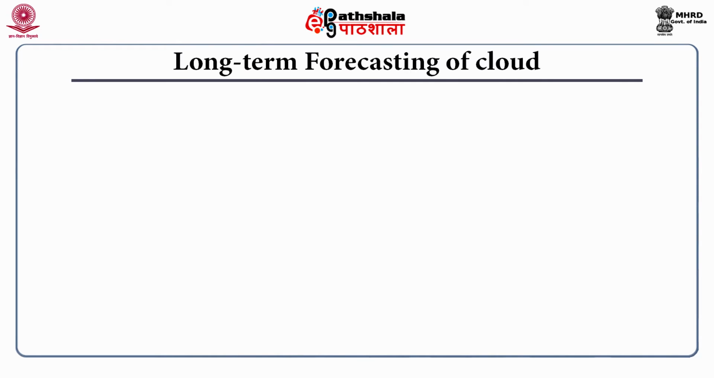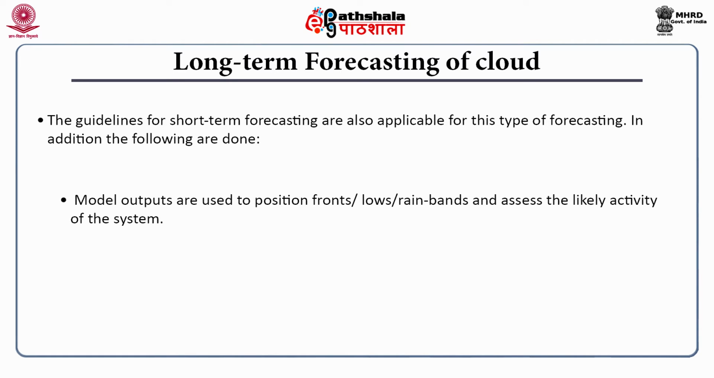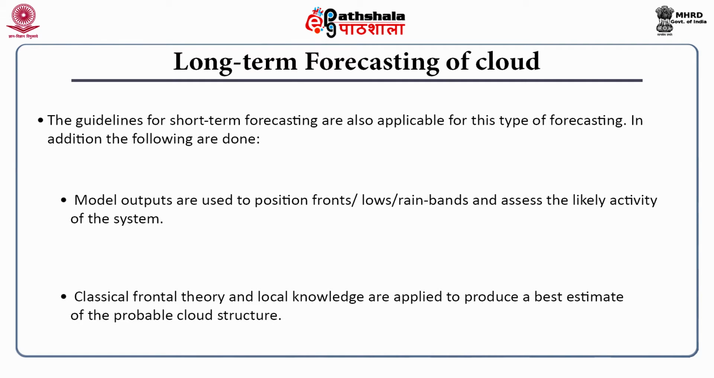In case of long term forecasting of clouds, the guideline is the same as that of short term forecasting. In addition, the following are also done. Model outputs are used to position the fronts, lows, rain bands and assess the likely activity of the system. Classical frontal theory and local knowledge are applied to produce a best estimate of the probable cloud structure.